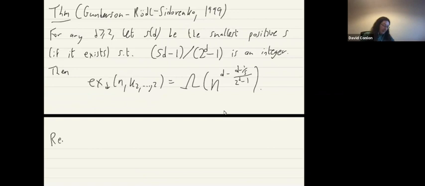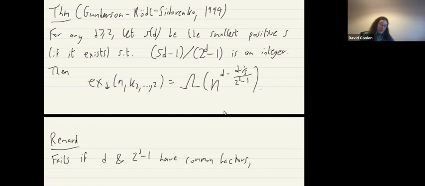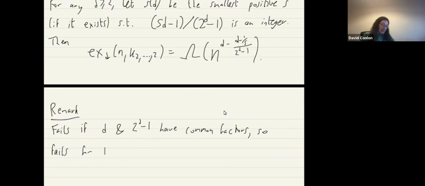Here's a remark. This actually fails if d and 2^d minus 1 have a common factor. The first case it fails is when d is equal to 6. So it fails for 6, 12, 18. Once it fails for some number, it fails for all multiples of that number. That's easy to check, because if d and 2^d minus 1 share a factor, then kd and 2^{kd} minus 1 also share a factor. But it's also false for other things. It's false for 20, it's false for 21, and so on and so forth. It's false for an infinite number of d. I don't actually know what the density is, but it does fail for an infinite number of d.